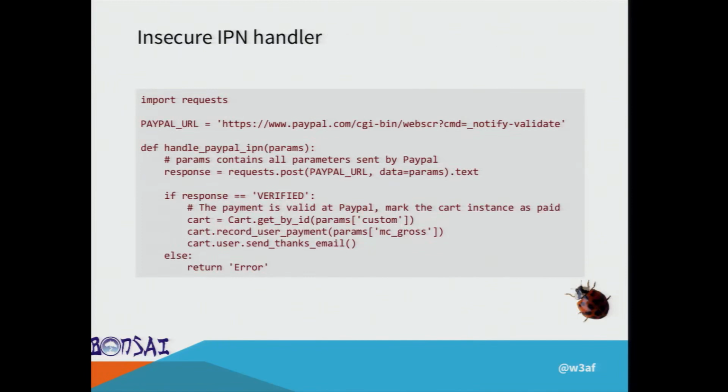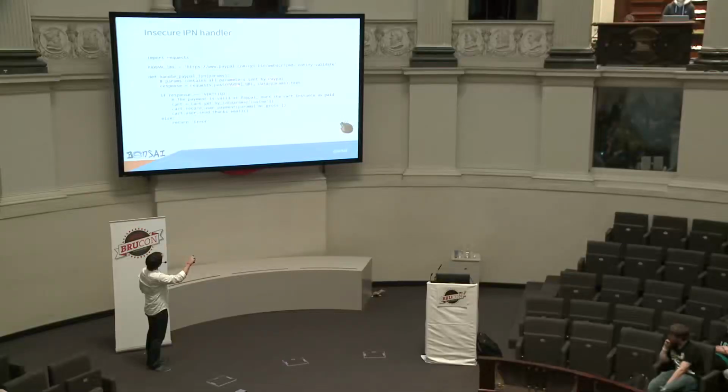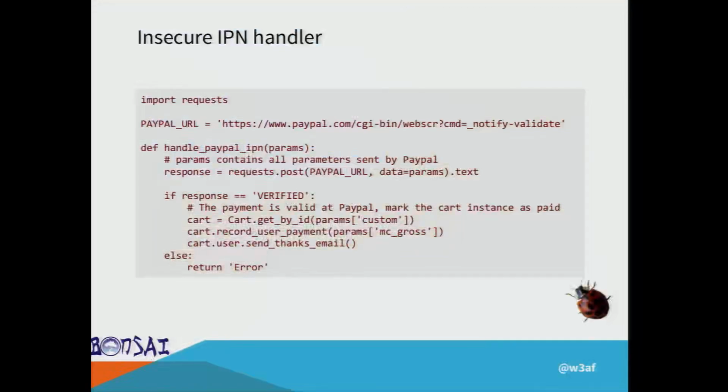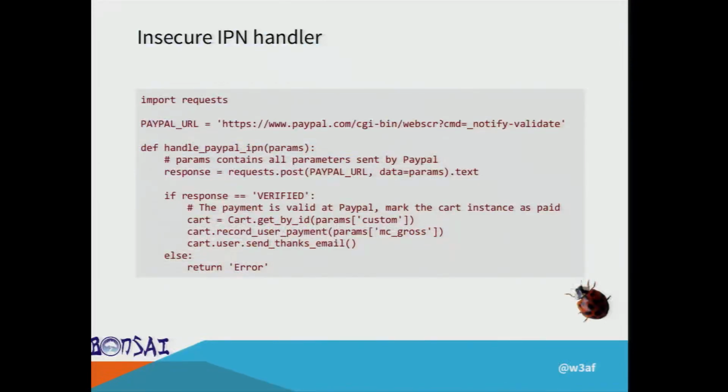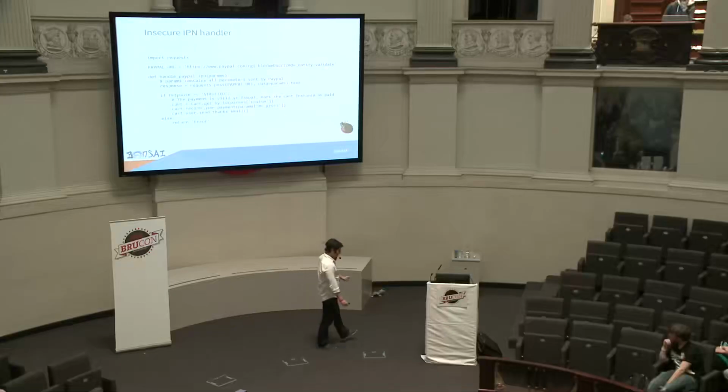In this case, we have an insecure IPN handler. This insecure IPN handler performs all of the steps that I talked about before. It basically receives all the parameters that we saw on the previous slide. It will go to the PayPal URL and send all of the parameters again. In the response, it will check if it's verified. That means that all of the received parameters are OK for PayPal. And if it's verified, then it processes the transaction. Otherwise, return an error. Who can spot the vulnerability there in that slide?